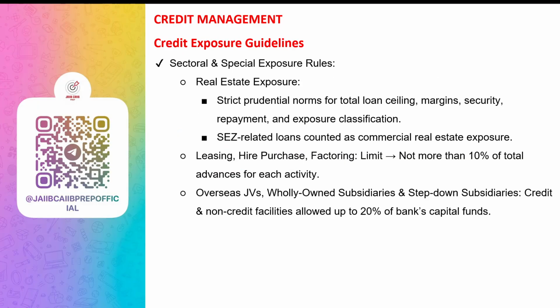Real estate exposure. So banks should set board approved limits and rules for lending to real estate, including special economic zone projects. Then we have leasing, hire purchase, and factoring. So exposure to each activity should not be more than 10% of total advances. Then we have joint ventures, wholly owned subsidiaries. So loan or credit allowed up to 20% of bank's capital fund, again subject to RBI's guidelines.